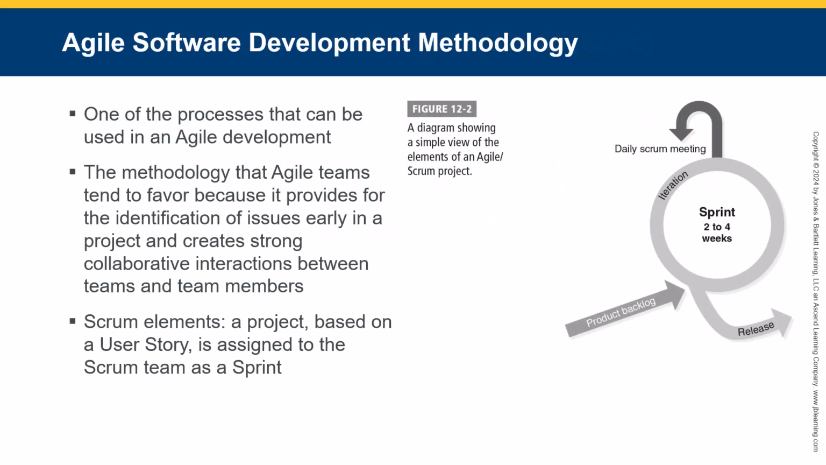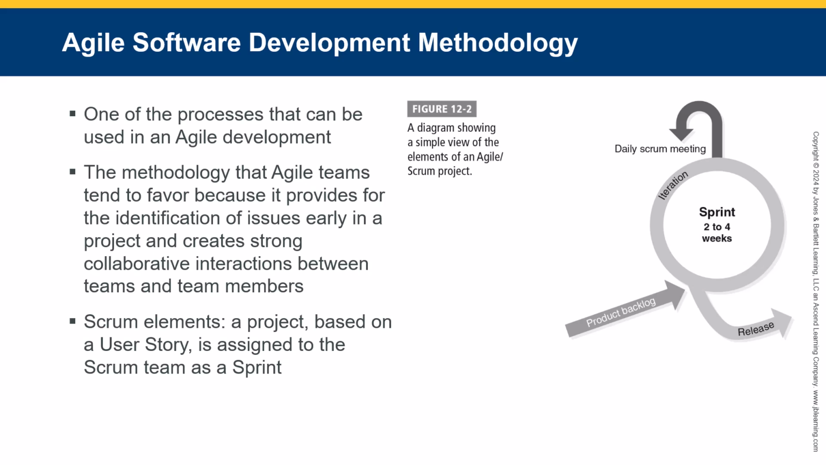Another method would be the Agile software development method, and this is one of the processes that can be used with Agile development. The team will tend to favor this methodology because it provides more identification of issues earlier in the project and does create a stronger collaboration and interaction between the team members. Again, this is one of those easy iterations where it's a circular environment.